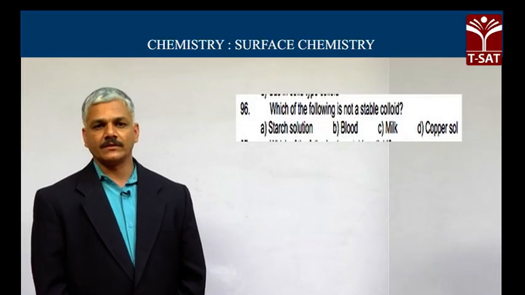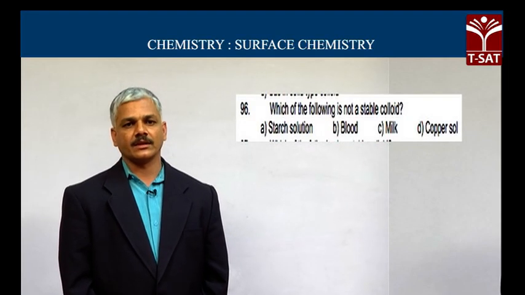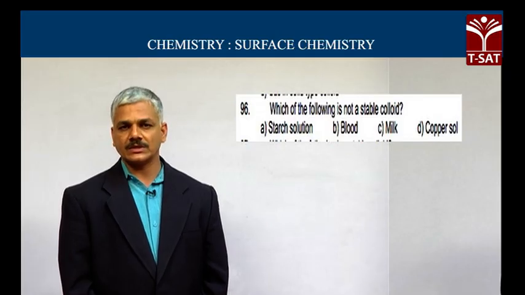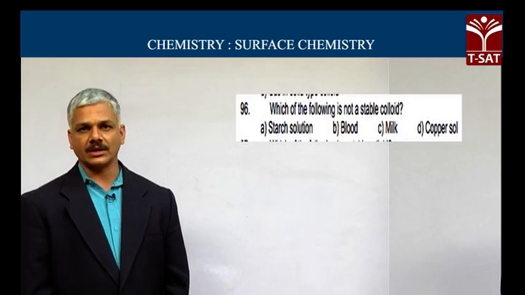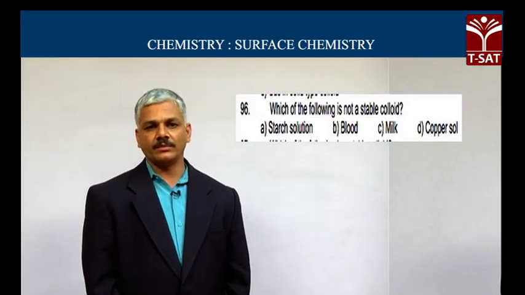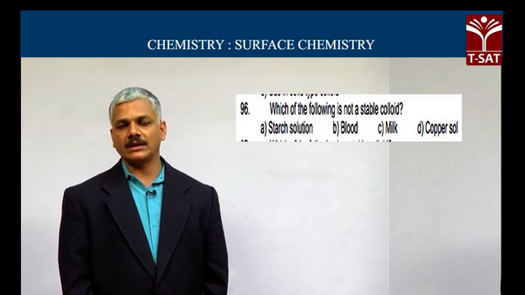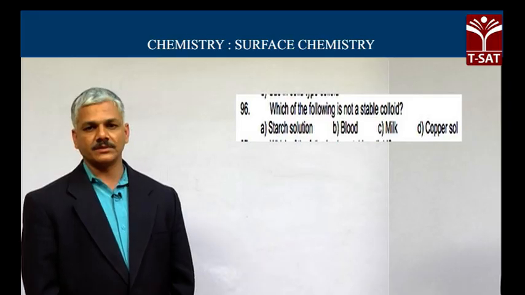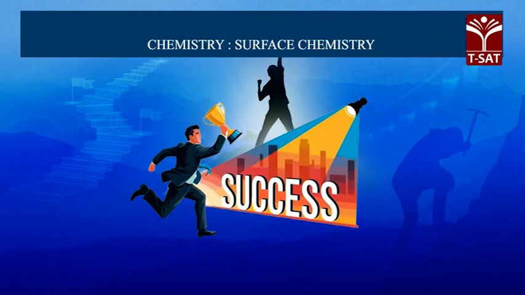96. Which of the following is not a stable colloid? Given options are starch solution, blood, milk and copper salt. Lyophobic colloidal solutions are unstable while lyophilic are stable in nature. Among the given options, D is the correct answer.